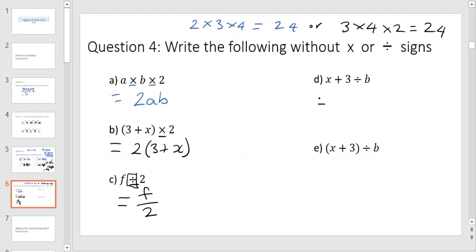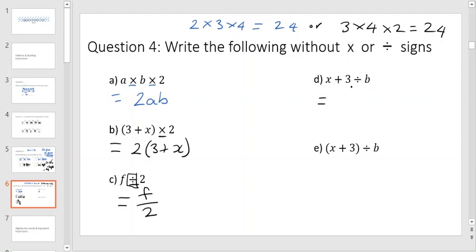With D, now just be careful. We've got x plus 3 divided by B. And you might look down here. We've got the same thing, except you notice there's brackets. So those brackets are very important. In this case, the plus must come first. But up here, we don't have brackets. So we know with BODMAS, division comes first.